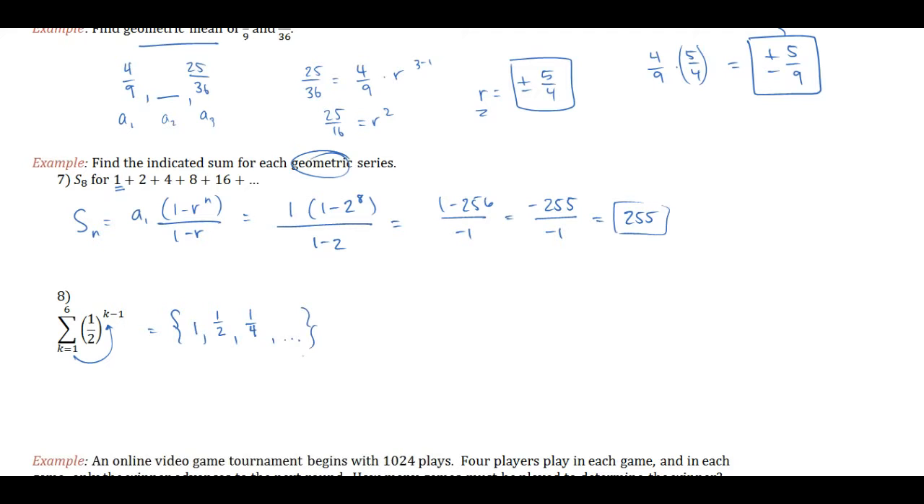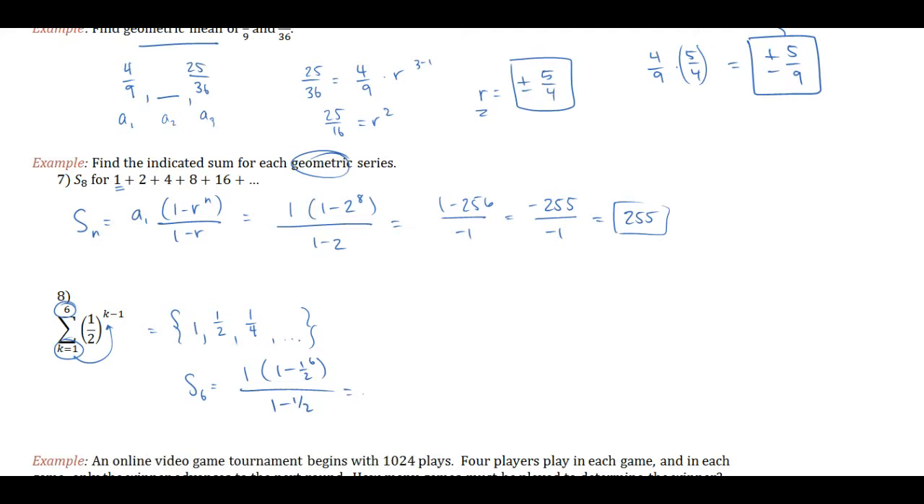Now they want us to sum up the first 6 terms. Going from 1 to 6 is 6 terms. So that means the sum of the first 6 is the first term. And what are they multiplying by every time right there? Looks like a half. 1 minus a half to the 6th, all over 1 minus a half.